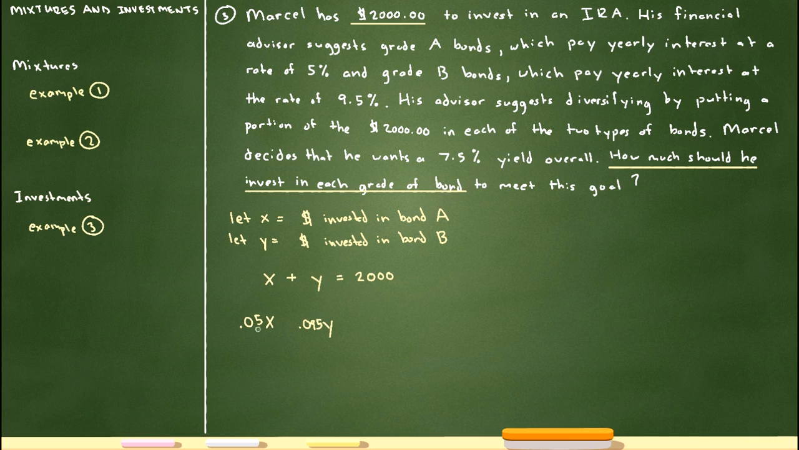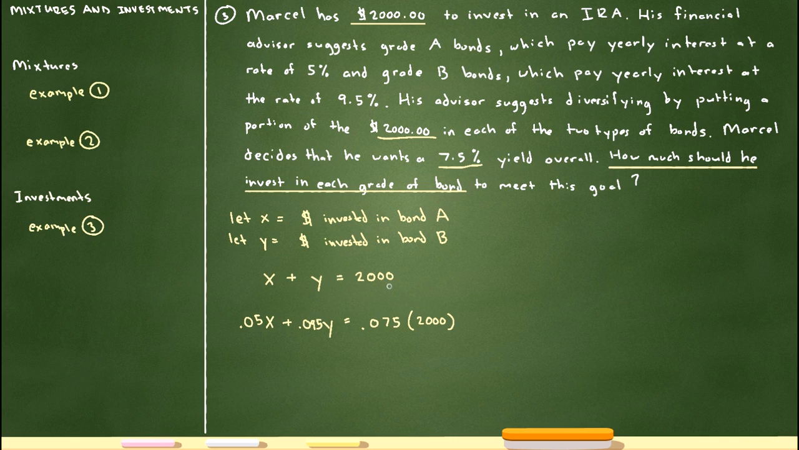Now, this is the interest from A and this is the interest from B. If we add those together, we have a goal in mind. He wants to earn overall 7.5% of his $2,000. So he wants 0.075 of his investment, which is $2,000. So the interest from A plus the interest from B should equal his total interest overall, and he wants the 7.5%. That's the restriction. Now we have these two equations with two unknown variables, so we're going to be able to solve it here.